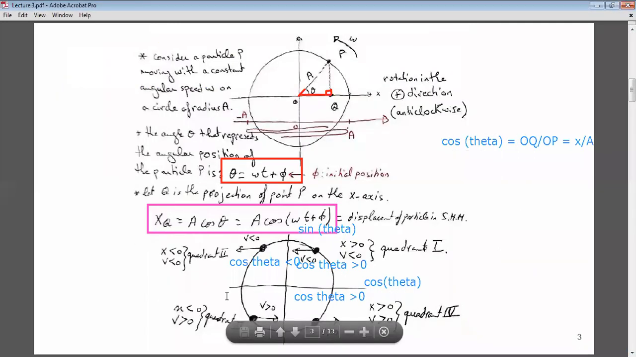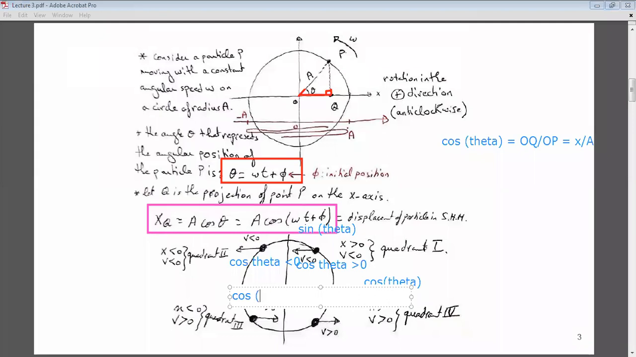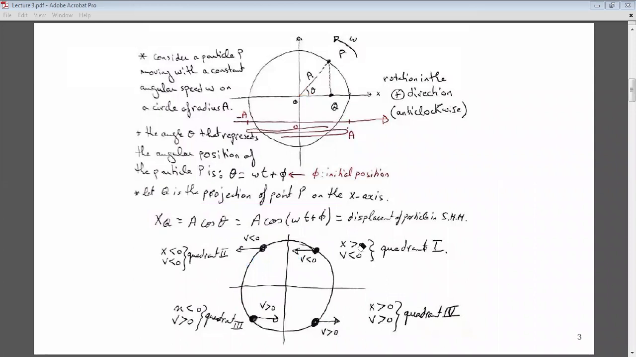Cosine negative here. Okay. In other words, x is positive in quadrant 1. X is positive in quadrant 1 and 4, and x is negative in quadrant 2 and 3.